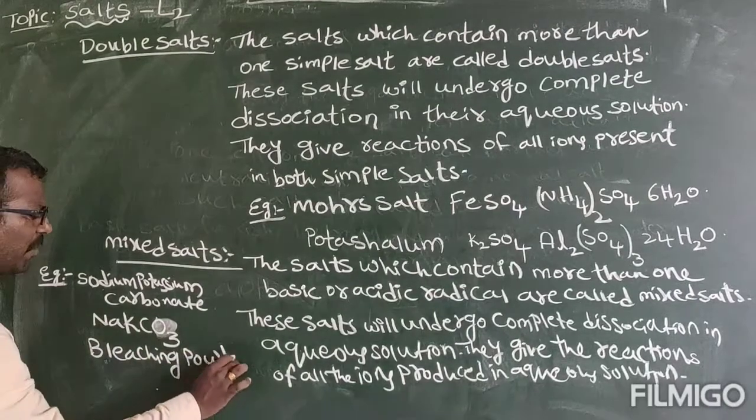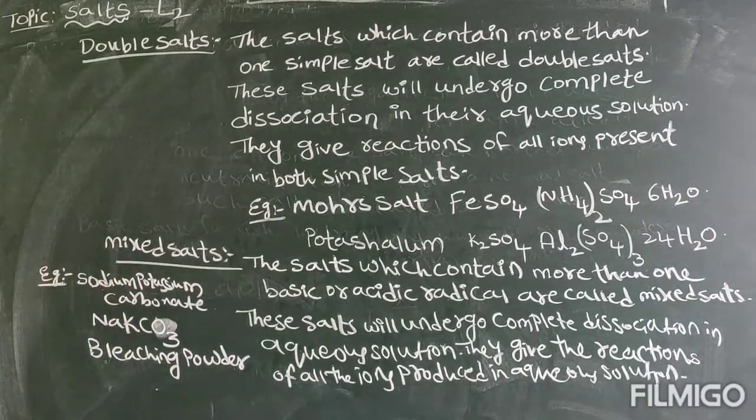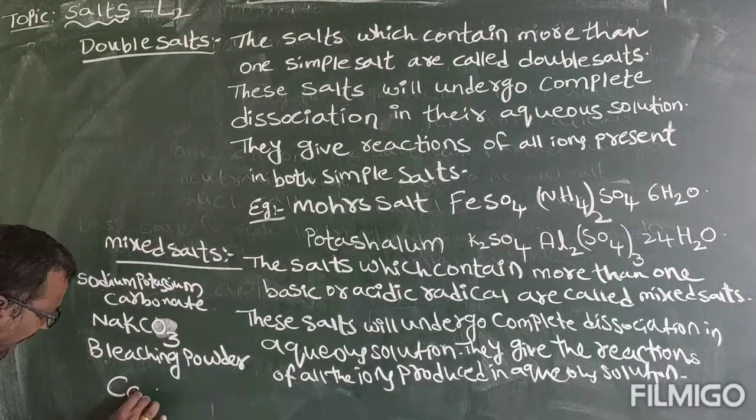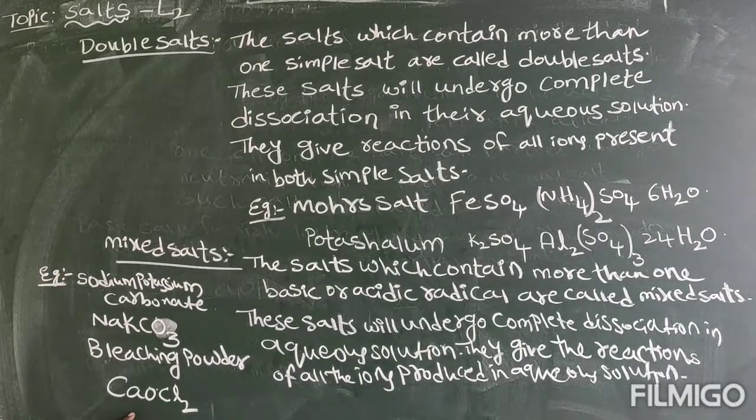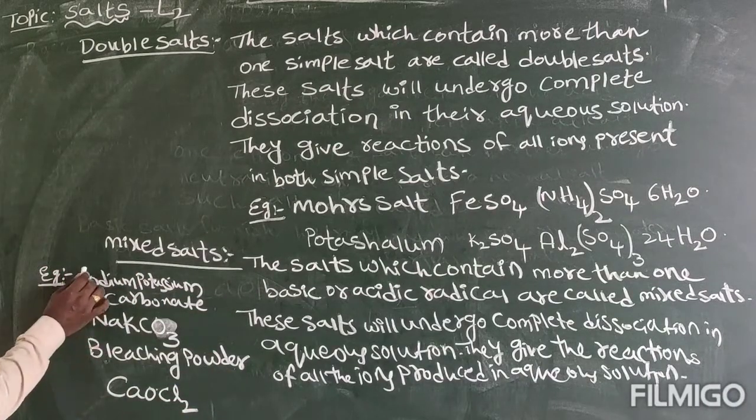And another example is bleaching powder. Bleaching powder is an example of mixed salt. It is CaOCl2. The radicals are Ca2+, OCl- and Cl-.